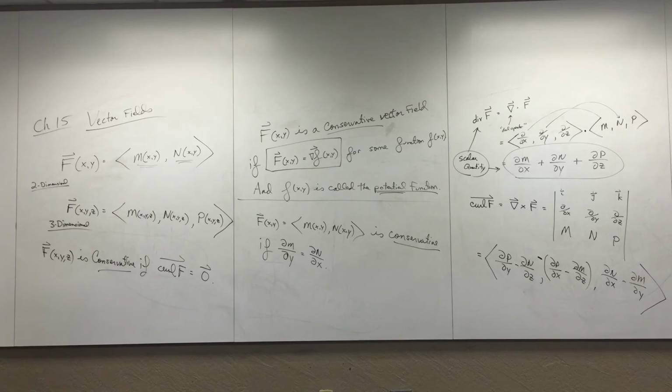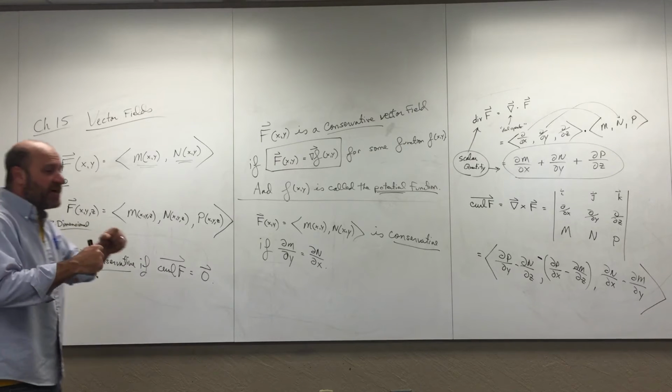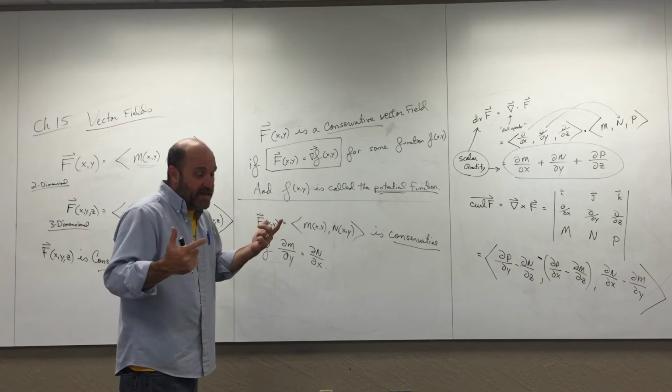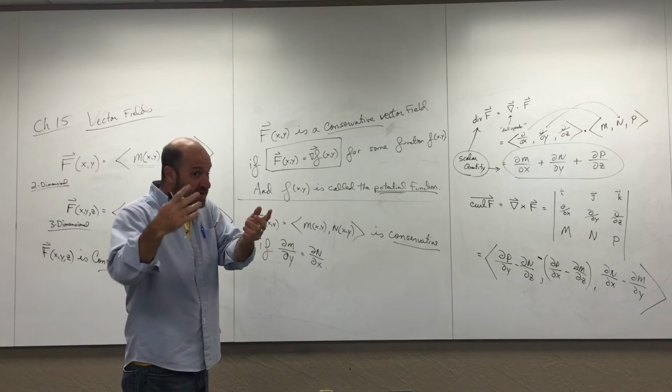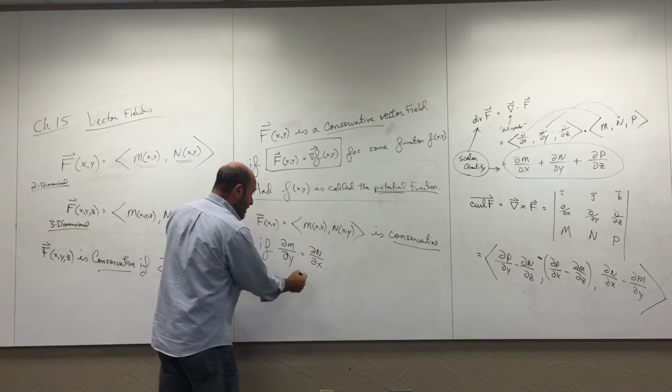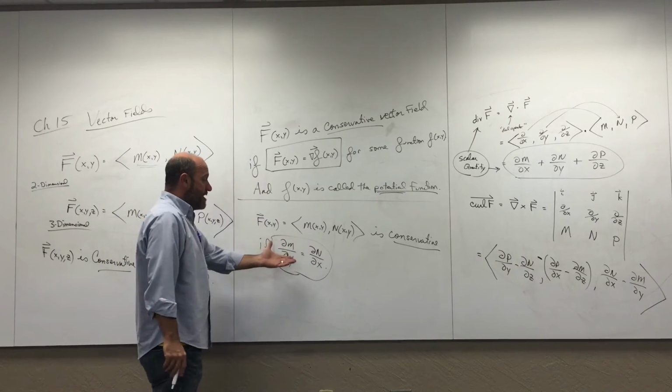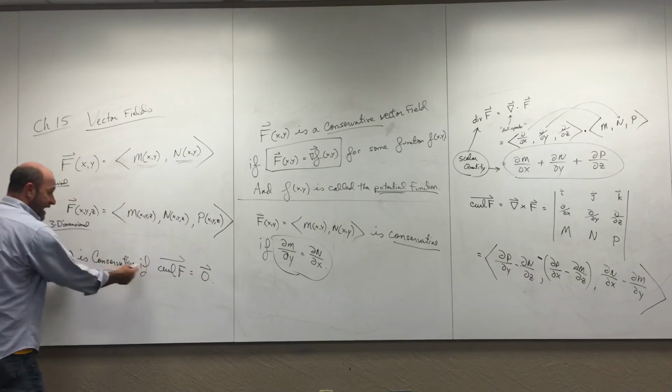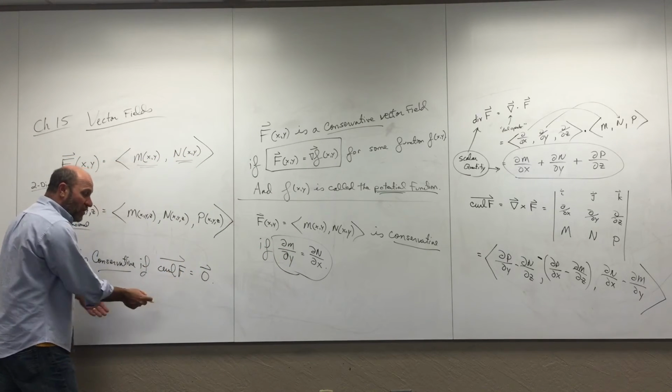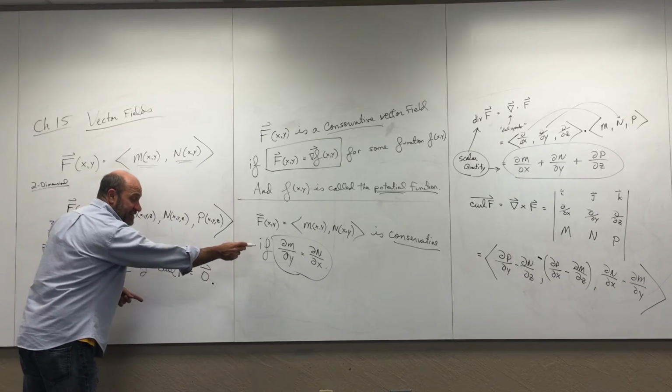Now I should practice some stuff. So, how do you tell if a vector field is conservative? To me, you got two tests. It depends on if it's 2D or 3D. If it's 2D, it's this idea. If it's 3D, it's this idea, which is kind of just an extension of this.